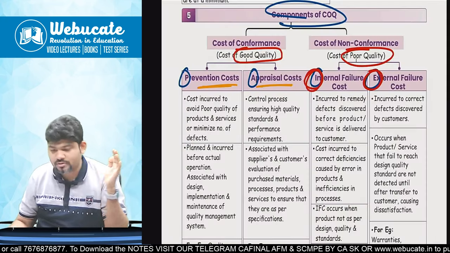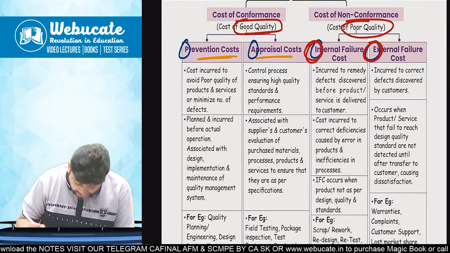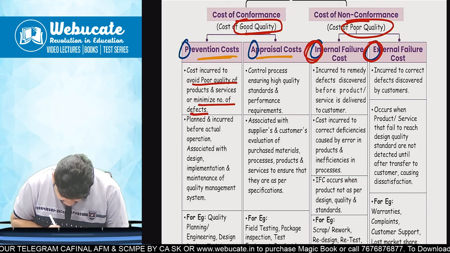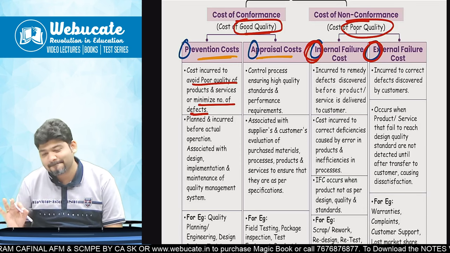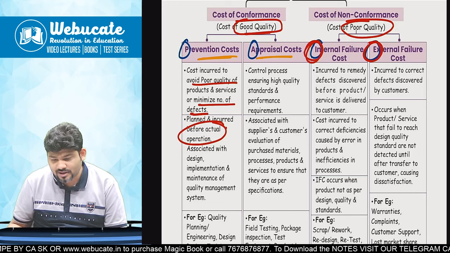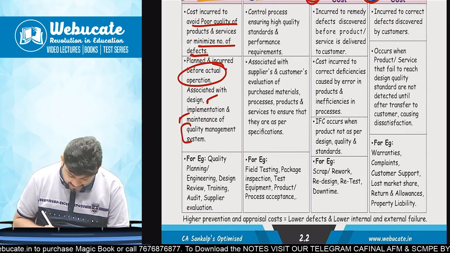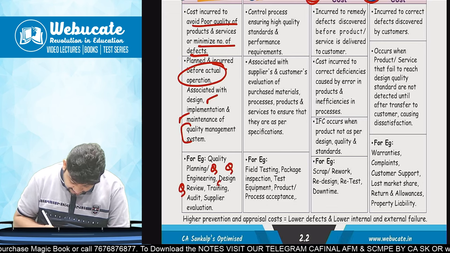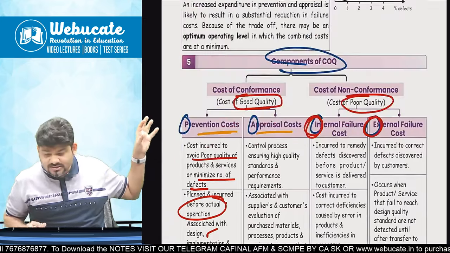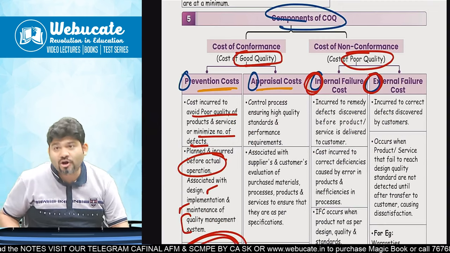Let's come back to our book. Let's come back to the theory. So, cost of conformance and cost of non-conformance. What is cost of conformance? Cost of good quality. Prevention, appraisal. Cost incurred to avoid poor quality of products to minimize number of defects, as I told you. Planned and incurred before actual operation. Associated with design, implementation and maintenance of quality management system. Could be quality planning, quality engineering, quality design, quality review, quality training, quality audit, quality supplier evaluation. Everything related to quality is your prevention cost, cost of good quality, cost of conformance.